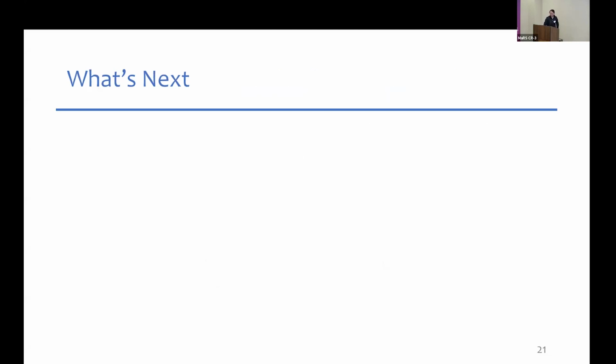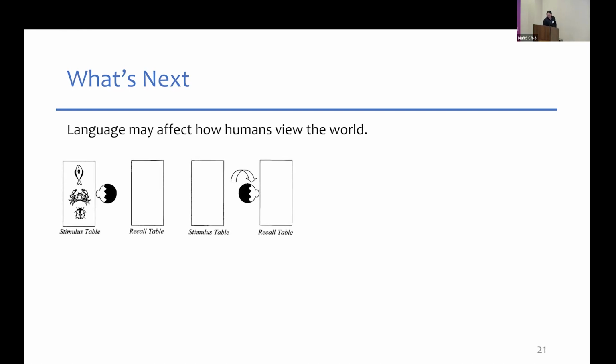And another thing is, language may also affect how humans view the world. This is either the stronger or weaker version of the Sapir-Whorf hypothesis. So a quick example is like this.